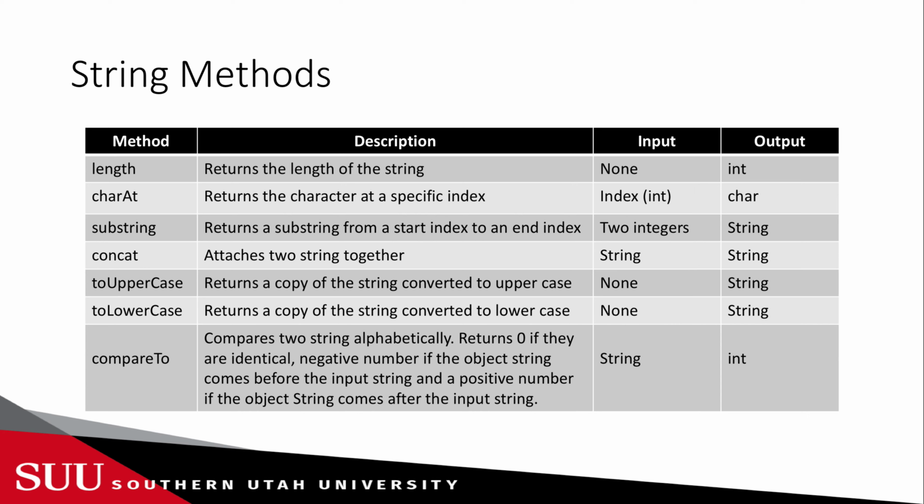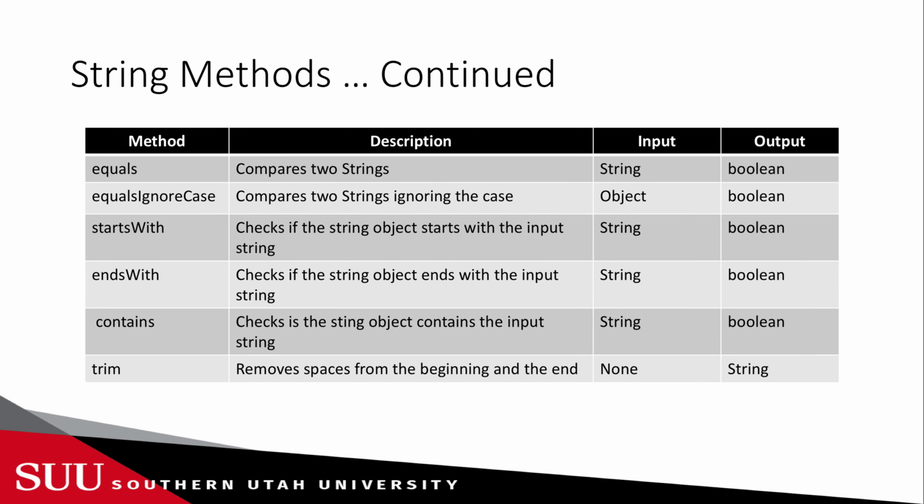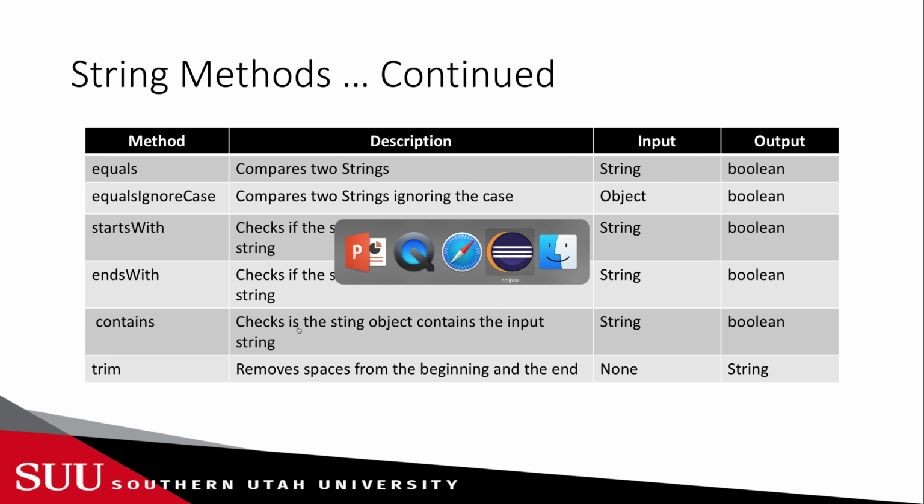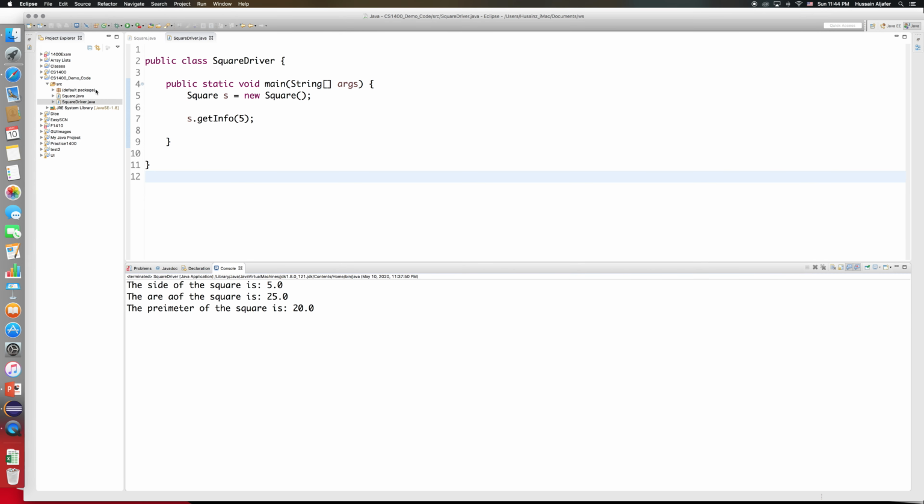What we mean by the object string is your string that you're trying to compare to something else. We have equals, which is the right way of comparing strings. equalsIgnoreCase will compare them without worrying about the case. startsWith and endsWith will check if the string starts with something or ends with something. Contains will check if the string contains some other string, and then finally we'll have trim, which will remove spaces from the beginning and the end. Now let's go to Eclipse and try to use some of those.